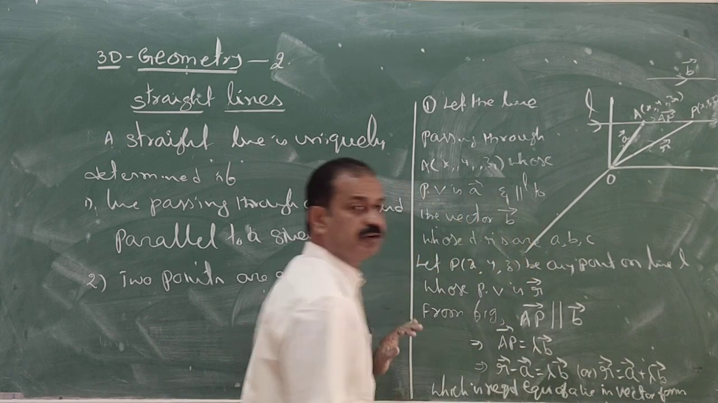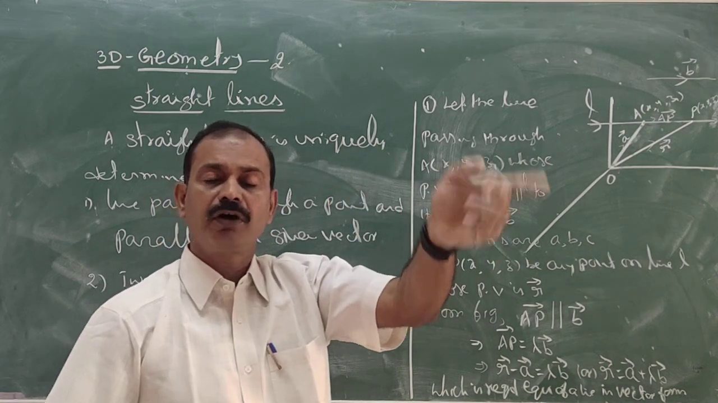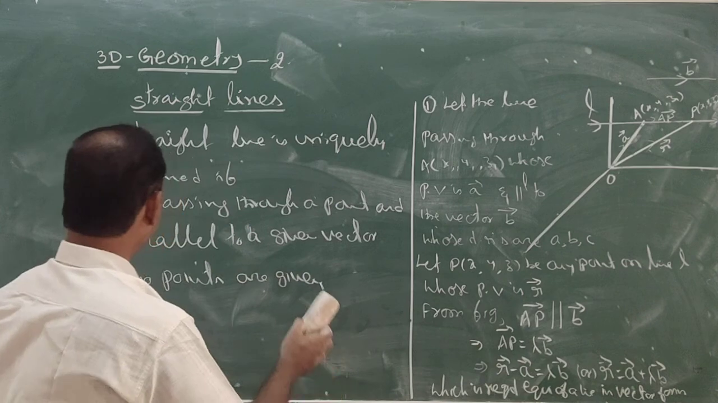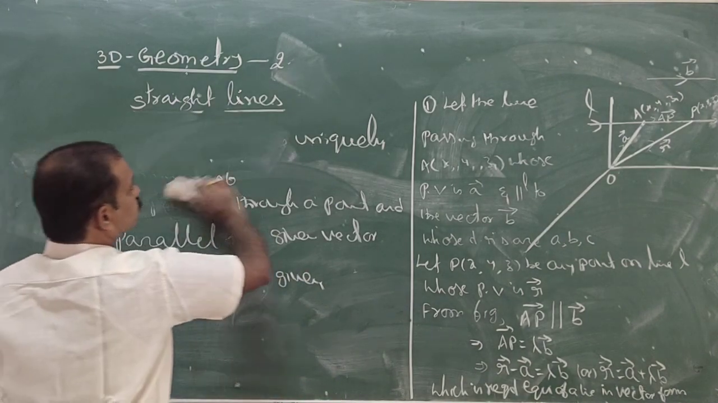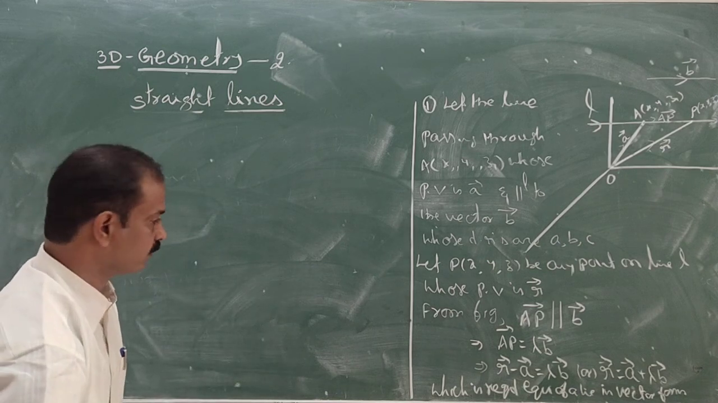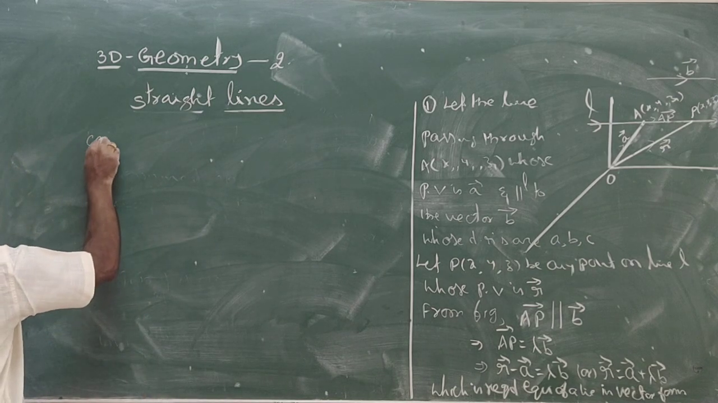Now for every equation we have to find it in vector form as well as in Cartesian form. So this vector form we have found. Now let me do the Cartesian form.